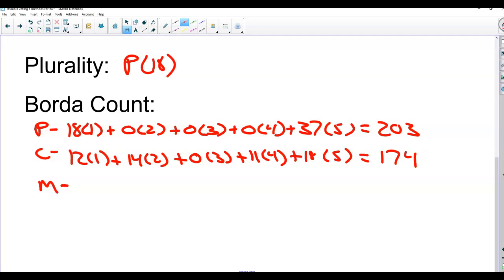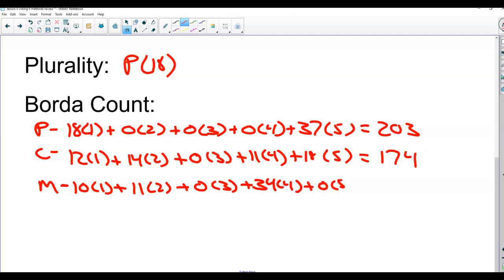For M, you have 10 first place votes. M is in second place in the 4th and the 6th column. So that's 11 second place votes. M never comes in third place. M comes in 4th place, though, in the 1st, 2nd, and 5th column. So that gives you 34 4th place votes. M has 0 5th place votes. I like putting the 0 in as a placeholder. Okay? When you add that together, you get 168.